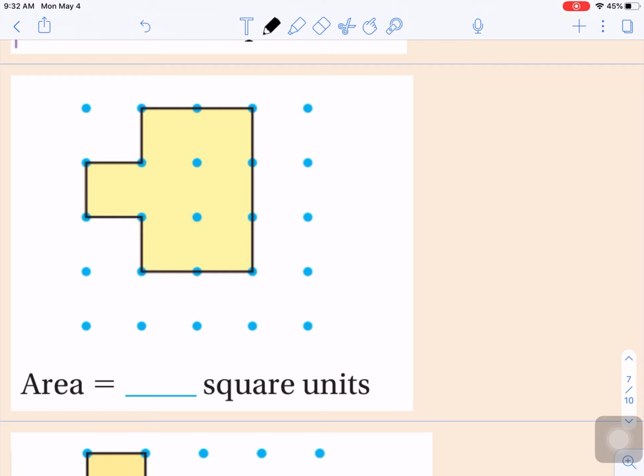So I'm going to start counting my squares. 1, 2, 3, 4, 5, 6, and 7. So there's 7 squares inside of the shape, or 7 square units. So that means the area is 7 square units.